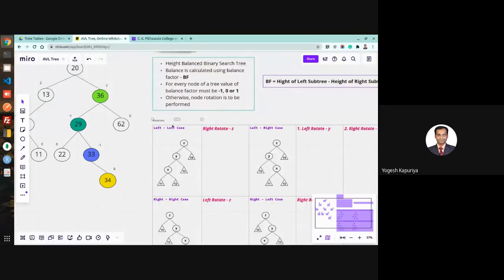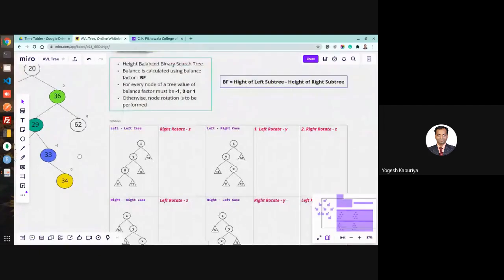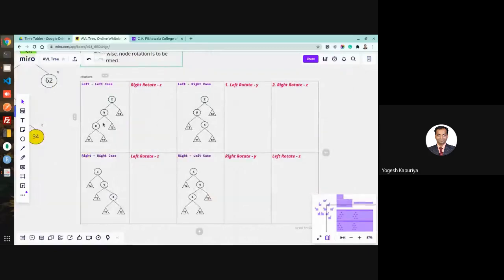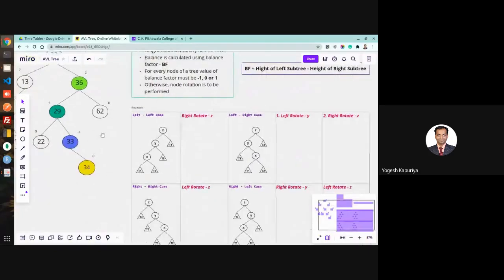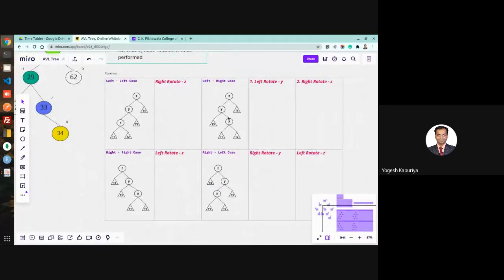Okay. So using this understanding, let us now try to understand these four cases. There are four scenarios because logically these are the only four possibilities of positioning z, y, and x. So let's discuss how it is to be handled, and let's discuss how it will actually balance the tree.